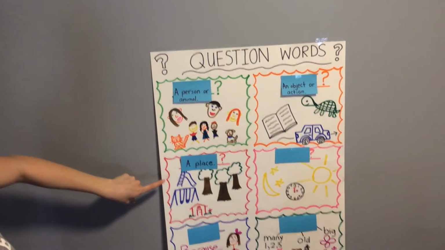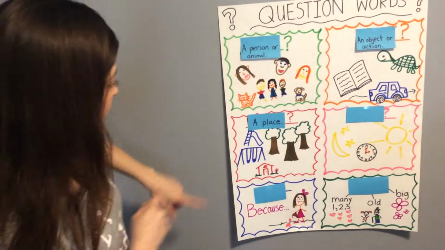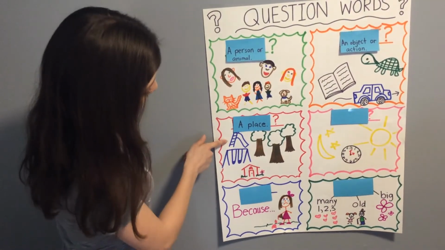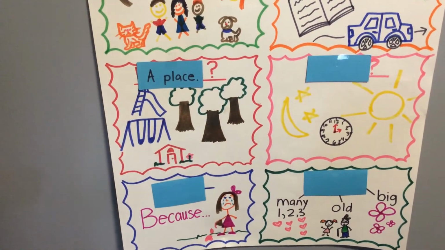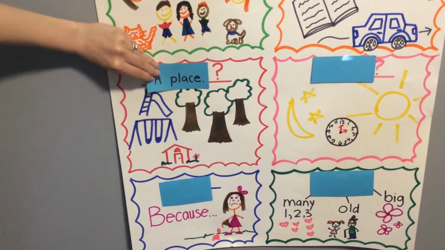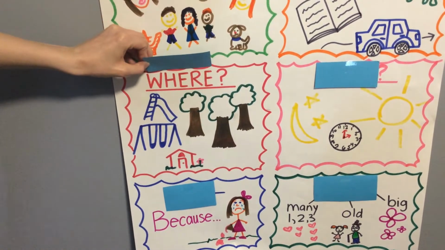Okay, let's move to the last one that we'll look at today. So we have a place. It looks like a playground, the forest, and a house. Let's see if you remember which one this one is. Where. Okay, good job if you said where.